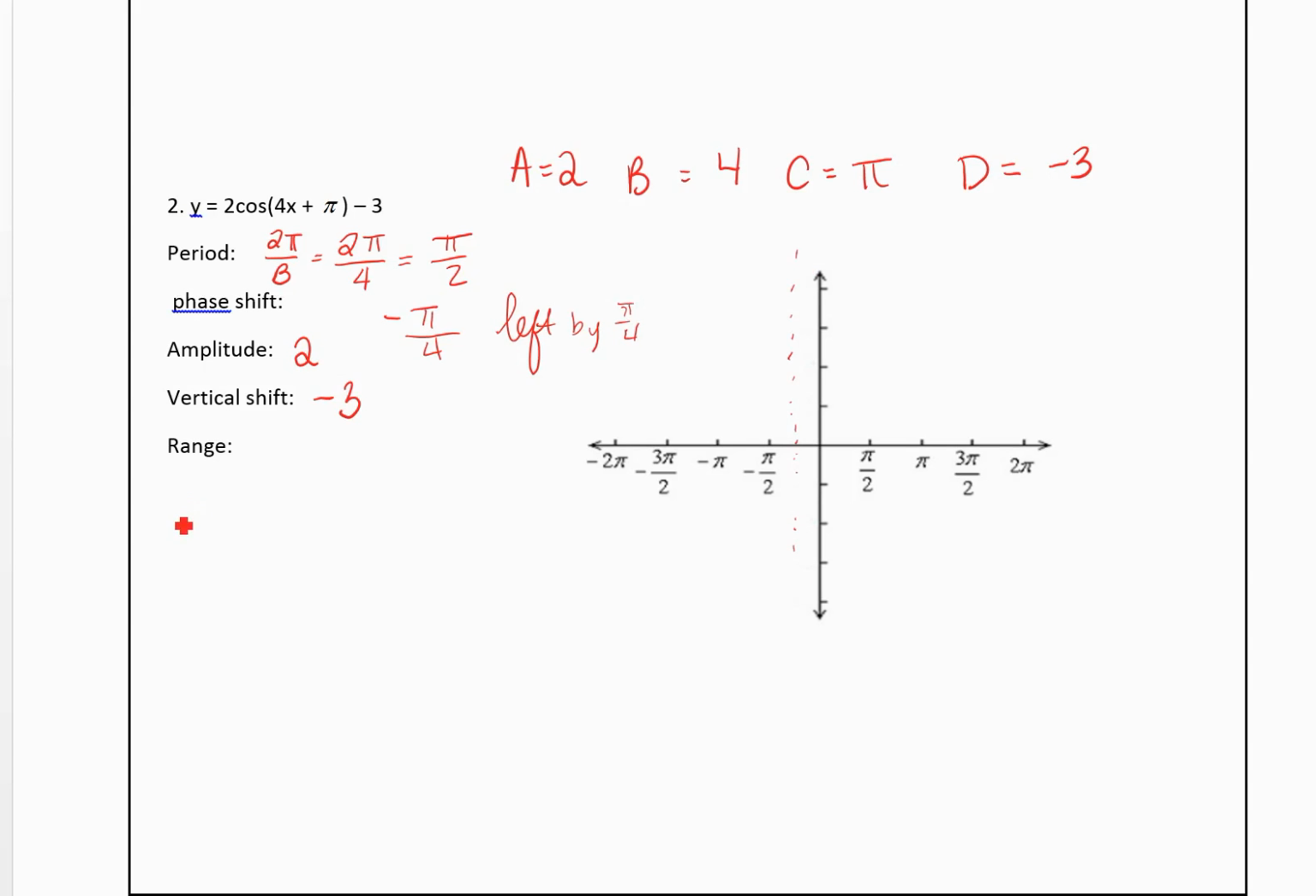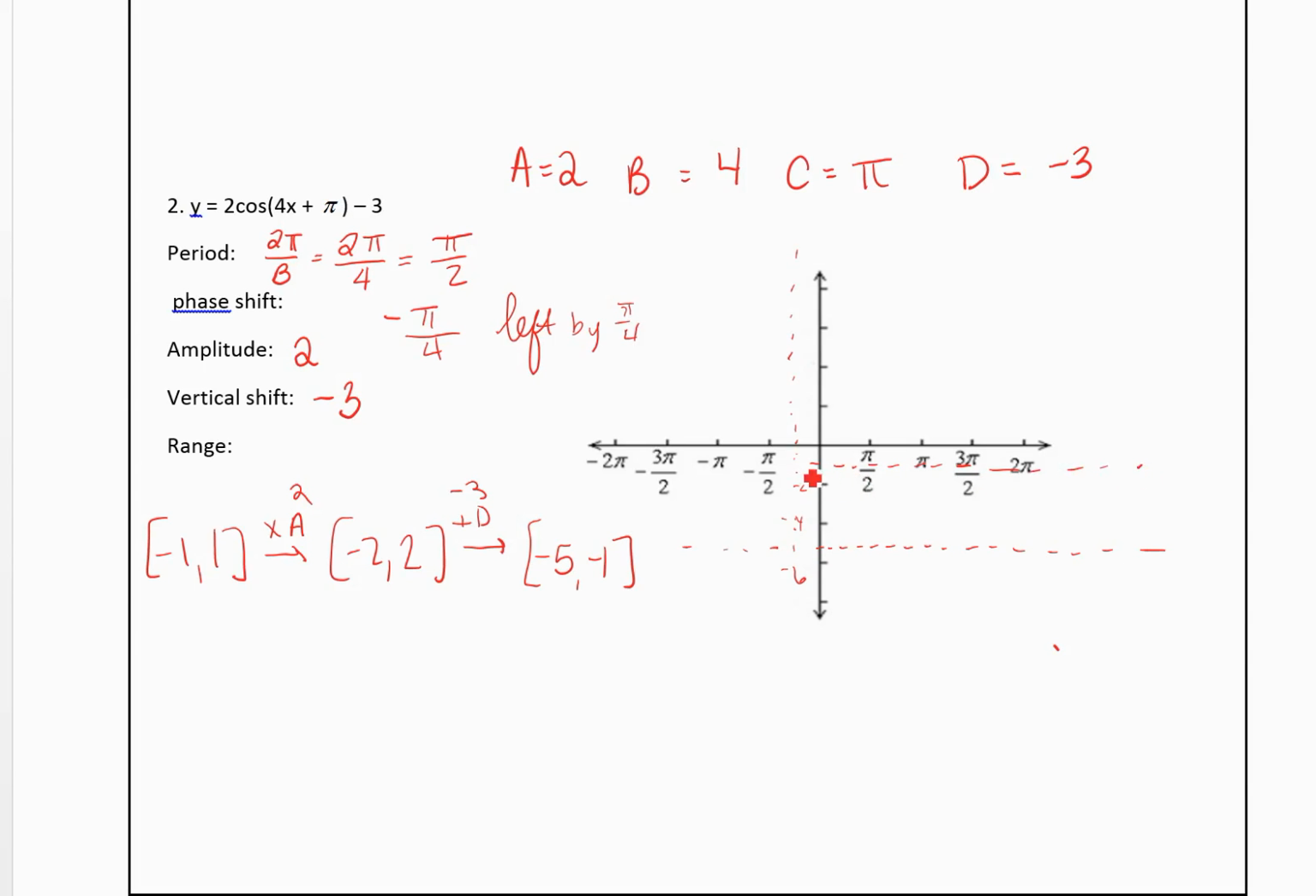Okay, the range. Remember, we always start with -1 or 1. We're going to multiply that by our amplitude, which is 2. So that would go from -2 to 2. And then we're going to add our vertical shift, which here is subtracting 3. So we're going to go from -5 to -1. So if we mark these by 2's again, so that'd be -2, -4, -6. So our graph is going to be in between these dotted lines.